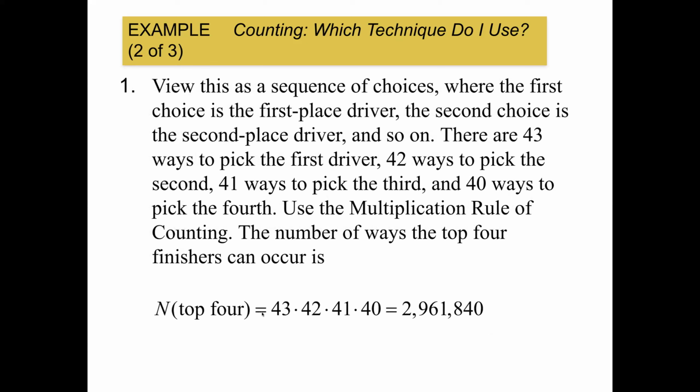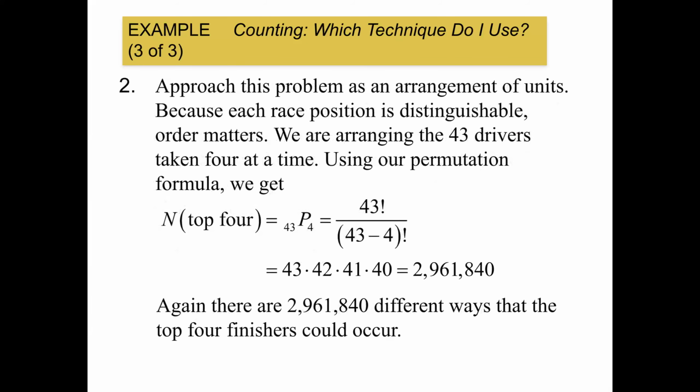First way to do this is just to look at it and go, at first I've got 43 choices. Then I have 42 choices, then 41 choices, and then 40 choices. That's a big number. That's almost 3 million different ways to get the order of the first 4. Remember, I have 43. Since the order matters, after I choose first, there's only 42 left to choose from, etc., all the way down to the top 4 finishers. So we could just choose it this way. We also could do it the other way.